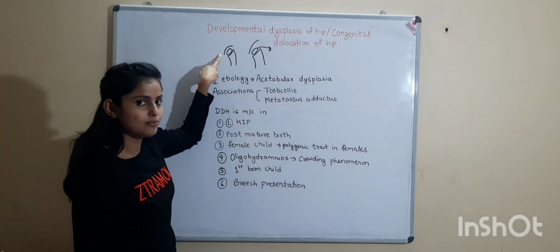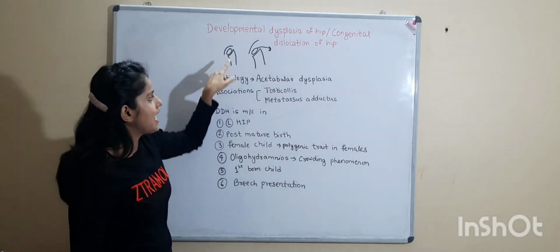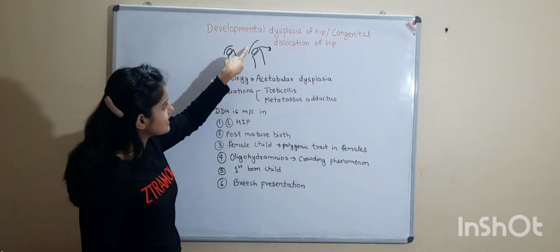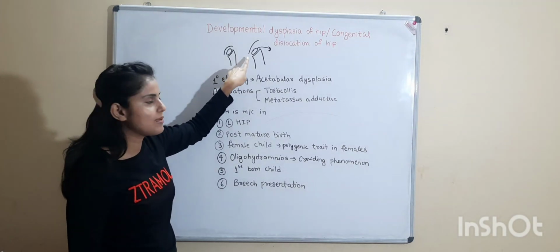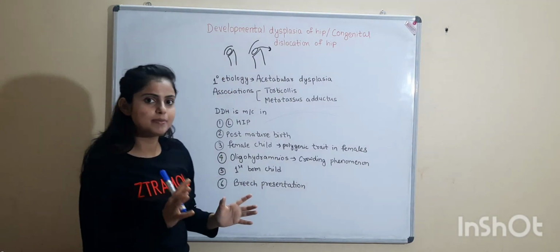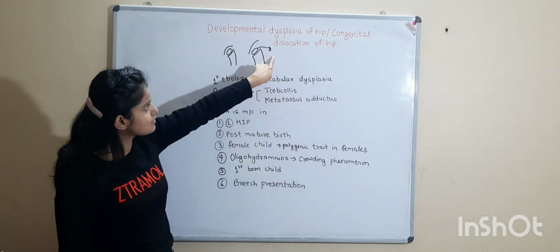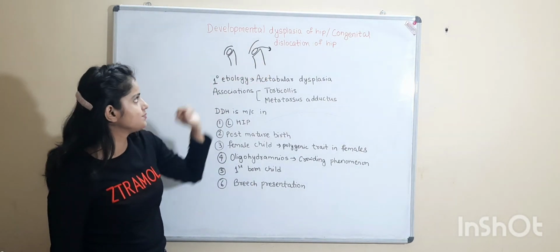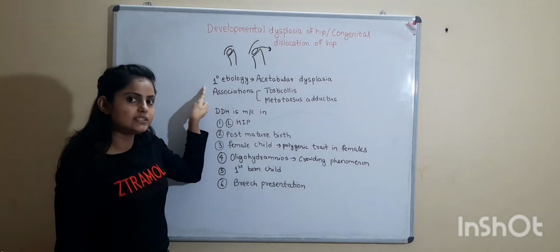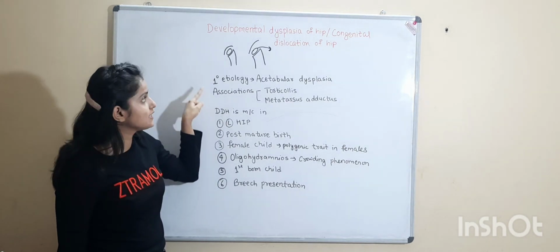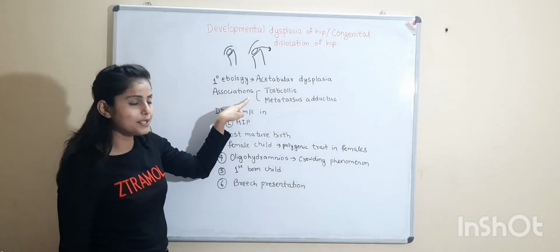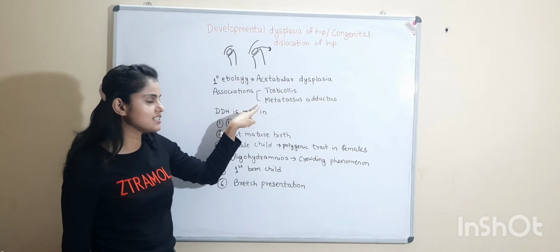This is the acetabulum, this is the femur head of the child, and due to any cause, if there is acetabular dysplasia and the size and shape of the acetabulum and the femur head are not complementary to each other, there will be displacement of the femur head. So the primary etiology is acetabular dysplasia, and it is associated with torticollis or metatarsus adductus.